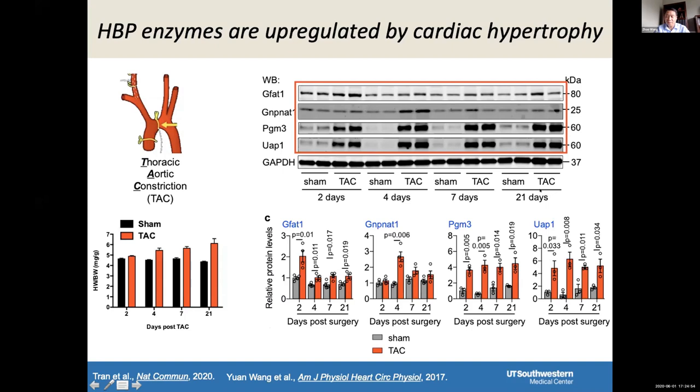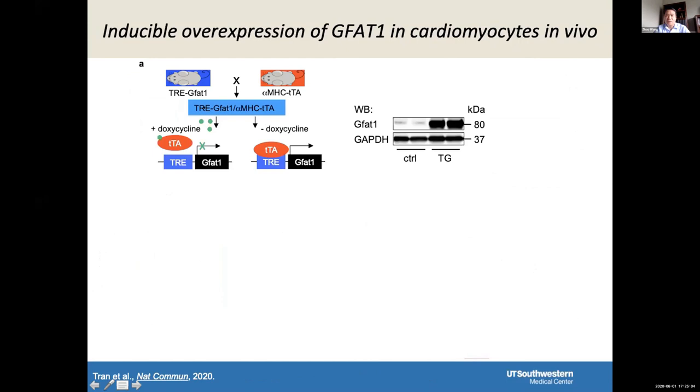So after we established the association between HBP enzymes and hypertrophic growth, we went on to show whether it is causative. We took advantage of a transgenic mouse model overexpressing GFAT1. GFAT1 is a rate-limiting enzyme of HBP. The assumption is if we overexpress GFAT1, then the HBP flux will be significantly enhanced. Here, we cloned GFAT1 under control of a tetracycline responsive element promoter, and then we crossed this animal with cardiomyocyte-specific tTA transgenic mice. In the double transgenic mice, which is Tet-Off, we put doxycycline in the drinking water, which prevents tTA from activation and GFAT1 from expression. In the adult mice, when we remove doxycycline from the drinking water, tTA is activated and GFAT1 is overexpressed only in cardiomyocytes in the heart.